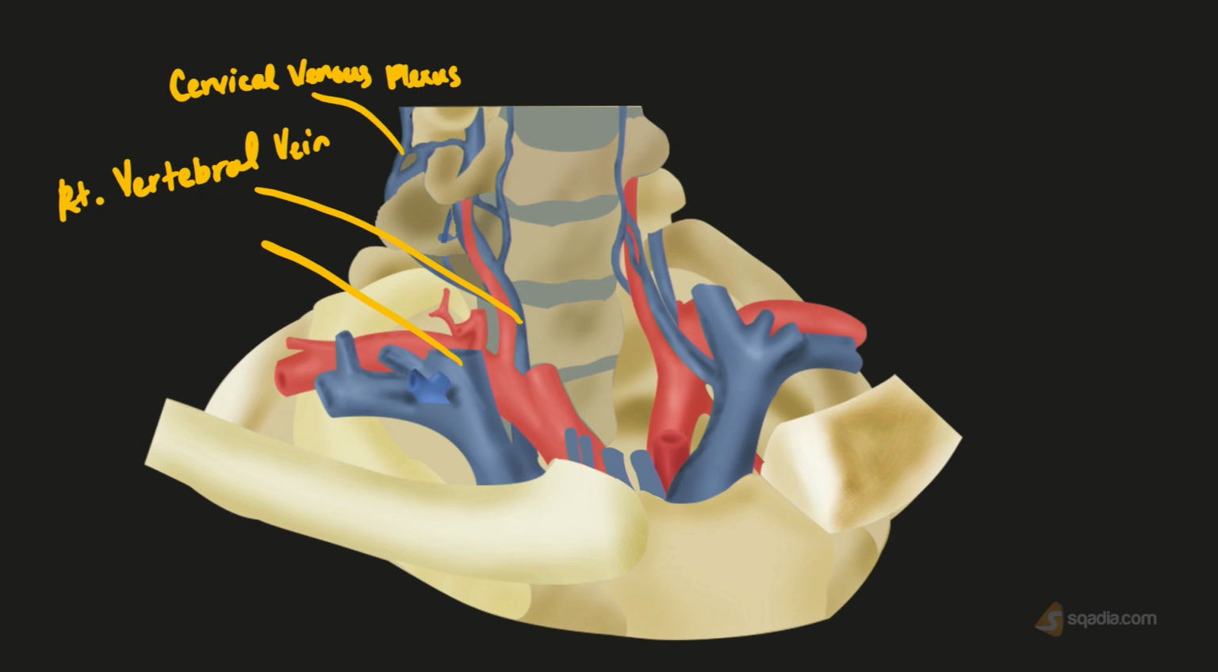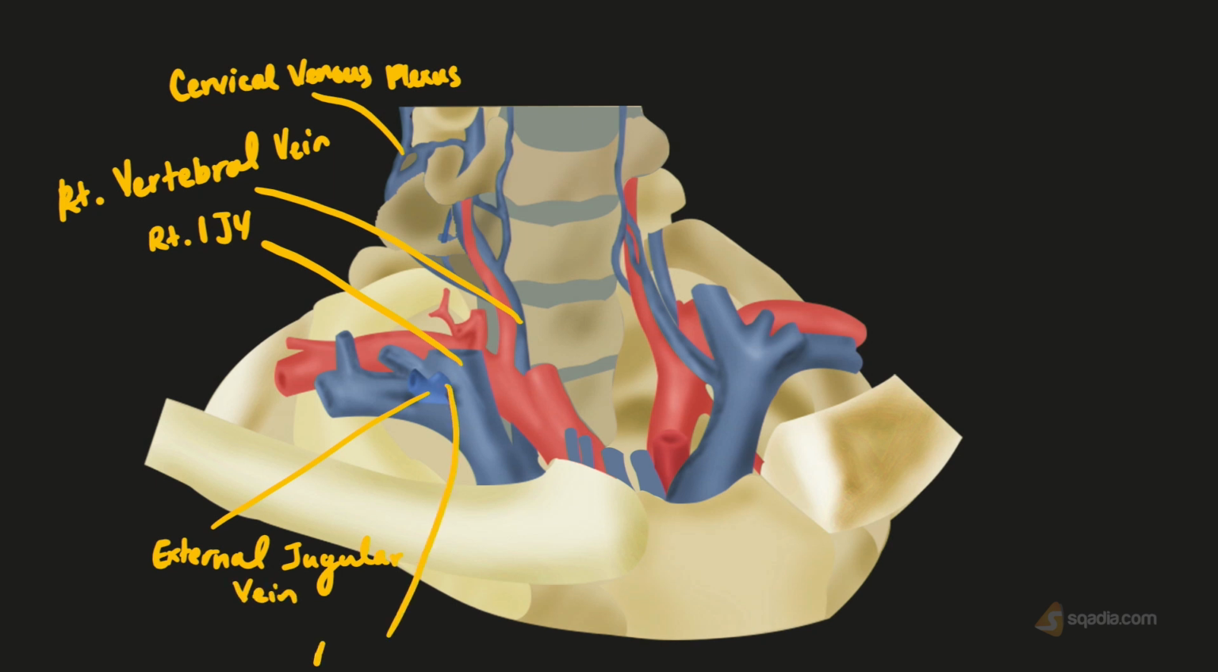This here is the IJV. This is the external jugular. And this over here is the anterior jugular. And of course, all of these are the right side.